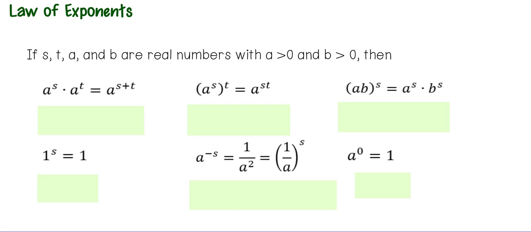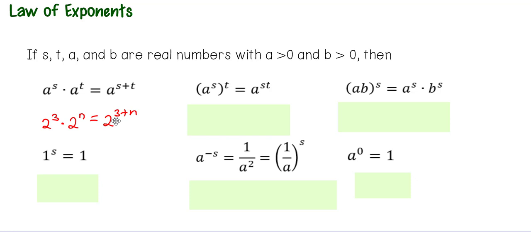If s, t, a, and b are real numbers with a greater than 0 and b greater than 0, then a to the s power times a to the t power equals a to the s plus t. So when we are multiplying exponents that have the same base, the exponent values are added. An example would be 2 to the third times 2 to the n would equal 2 to the 3 plus n.